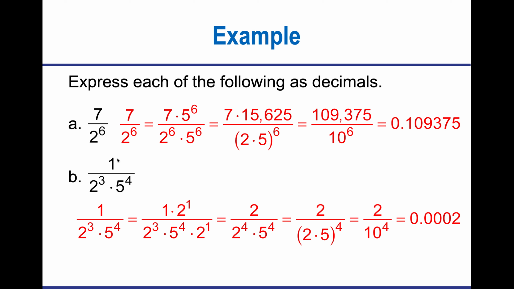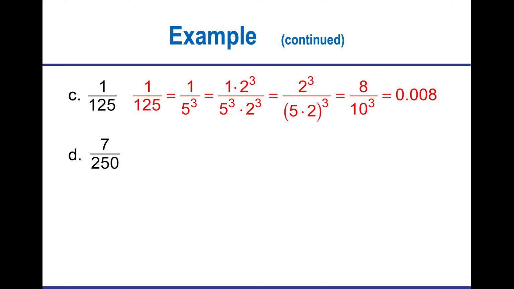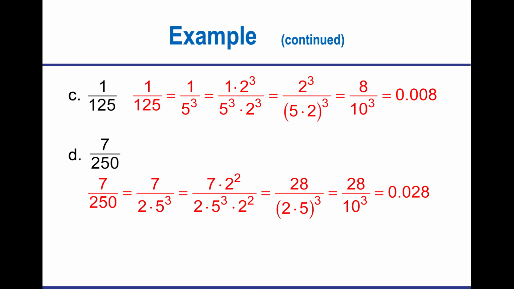Now, when you type 1 over 2 to the third times 5 to the fourth, you will have to put parentheses around 2 to the third times 5 to the fourth so that your calculator knows that entire quantity is in the denominator. So you would do 1 divided by, open parenthesis, 2 to the third times 5 to the fourth, close parenthesis, and that should give you this decimal. Here are some other examples. Again, we're just doing simple division.